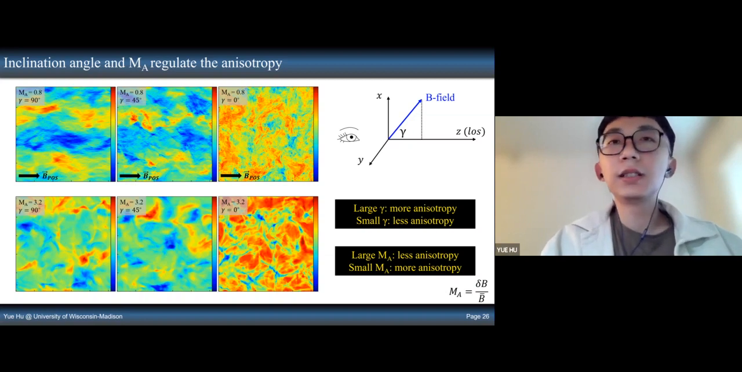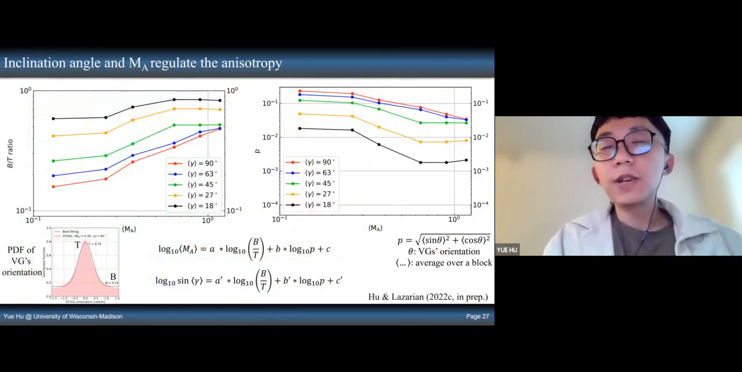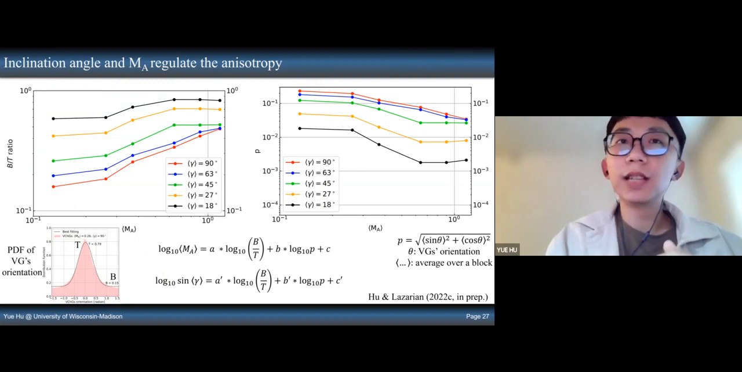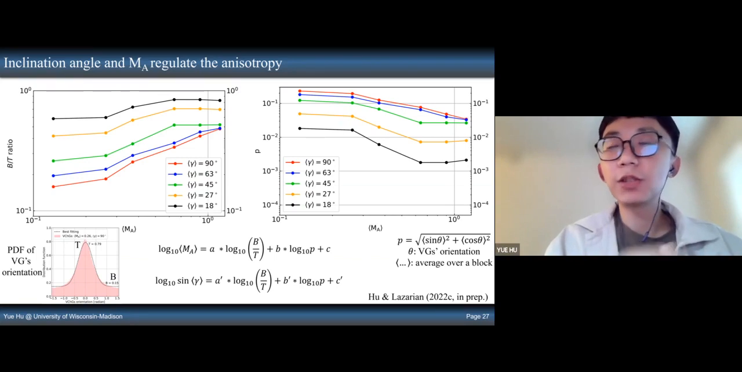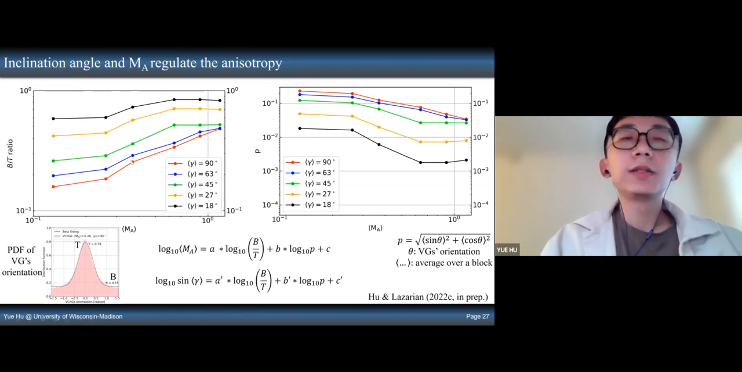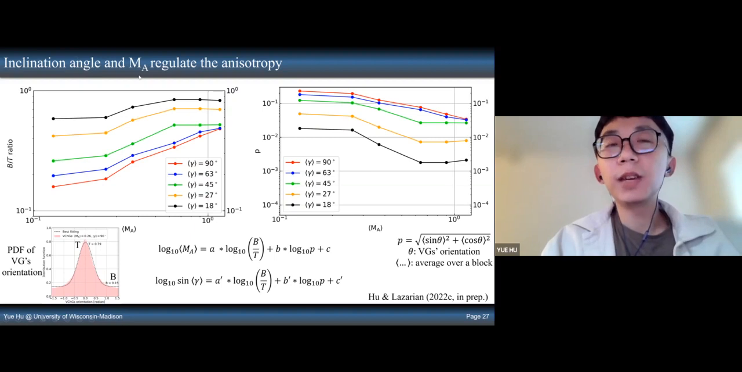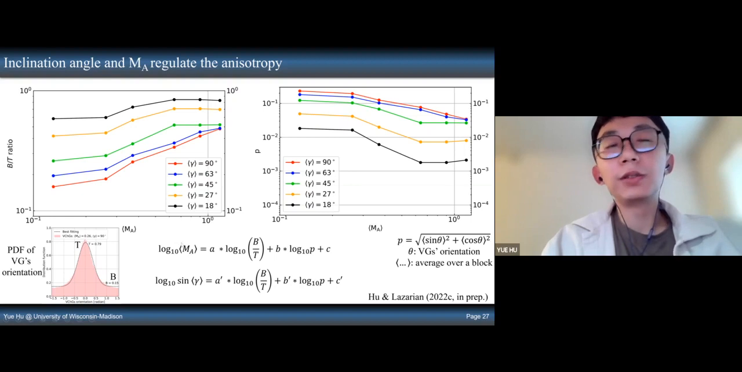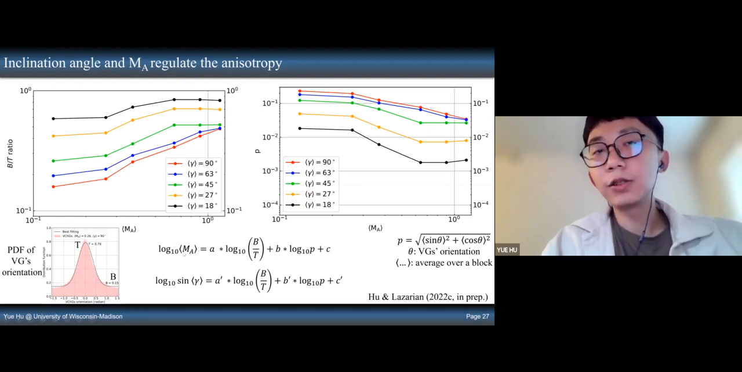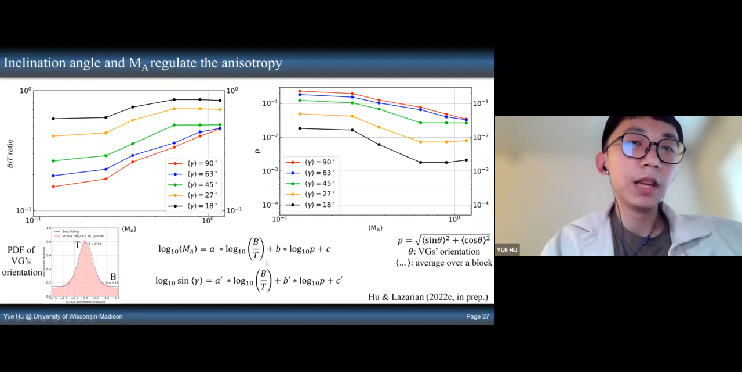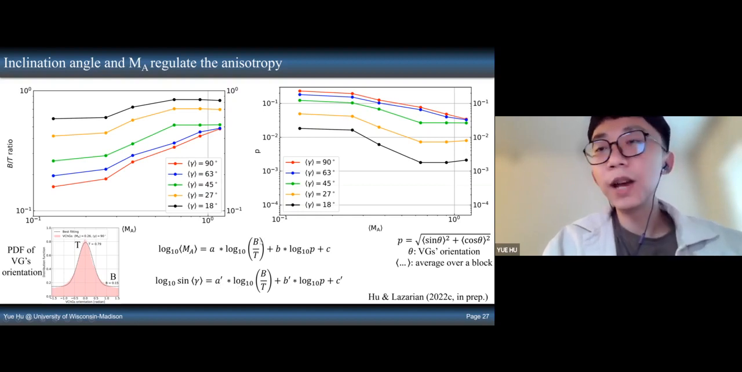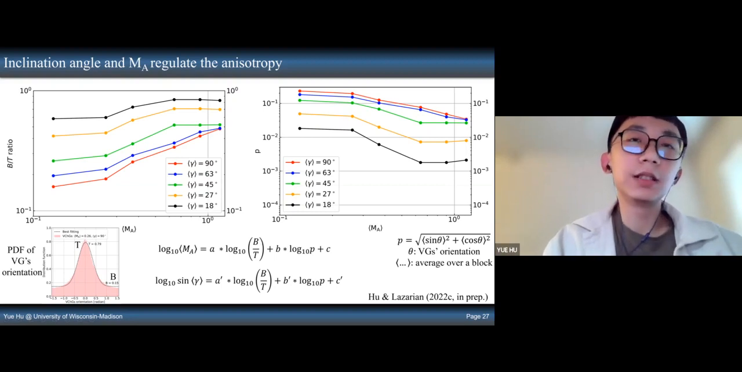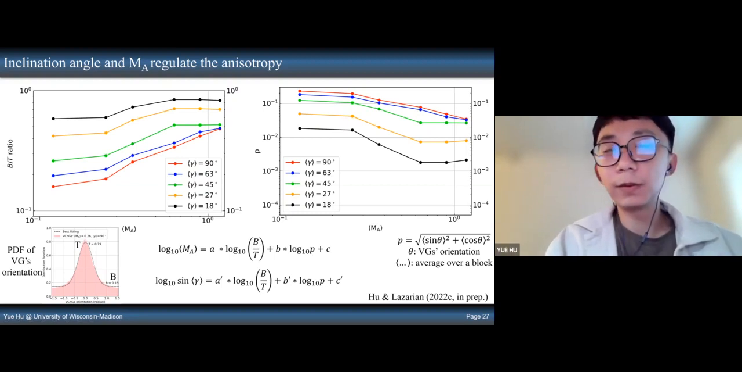Therefore, the basic idea is that if we have such a correlation between the anisotropy and the inclination angle and MA, we can solve for them. To solve for the inclination angle and MA, we need two measurements of anisotropy, because we have two unknown variables, the magnetic strength MA and the inclination angle. We need two independent measurements of the anisotropy, and then we can solve these equations to get the three-dimensional magnetic field.